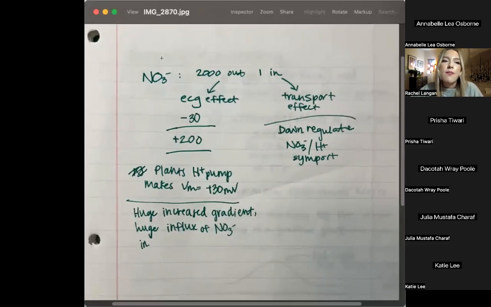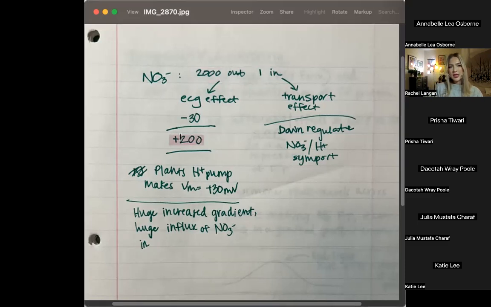Let's say we have nitrate, and I tell you that all of a sudden we've changed the concentrations where it's, I don't know the units, I'm just making up a random example, 2,000 out and 1 in. So the concentration of nitrate is super high in the soil and super low inside the cell. So the effect on the ECG on the test, you'll actually have to calculate it out. So bring your calculator. But let's just say I calculated it for you. And normally the equilibrium potential for nitrate is negative 30. But under these weird conditions, now it's positive 200.